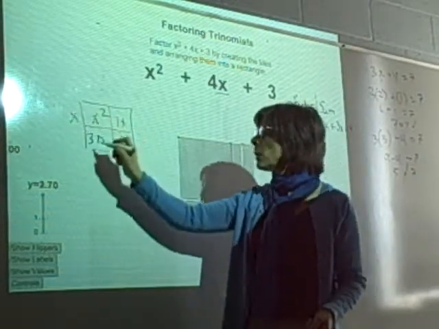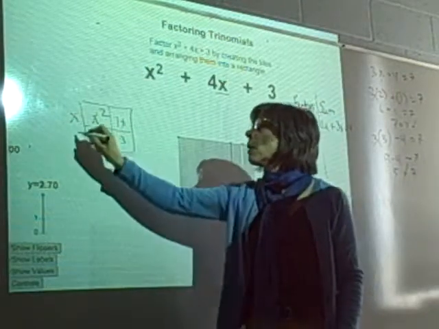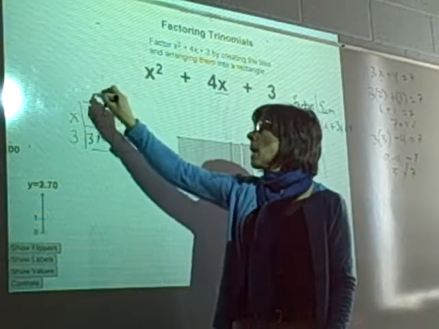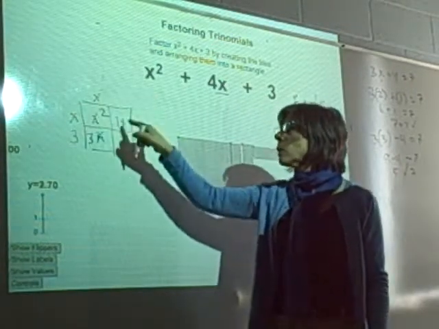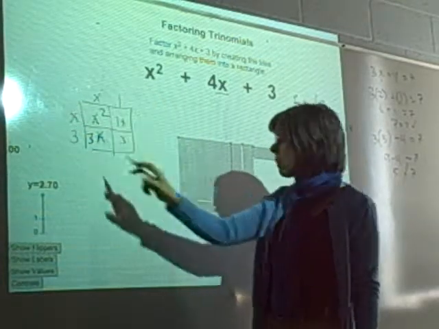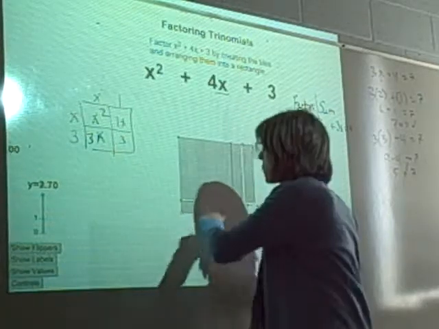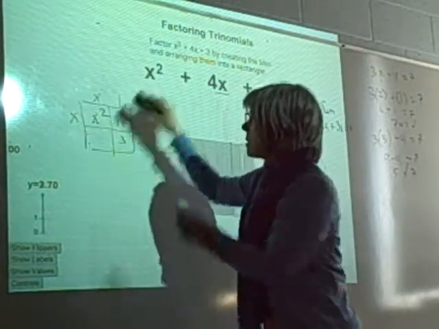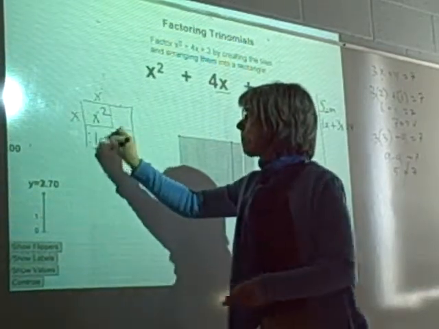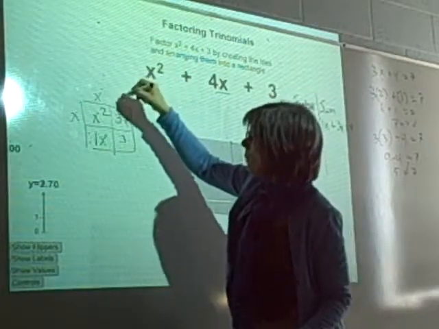X. And what do we have? This is 3x, isn't it? What is the common factor here? 3. So x times what will give me x squared? X. X times what will give me 1x? 1. Do you mind if I switch this over so that it matches my model? I'm just going to put the 1x here and the 3x here. So x times, this is going to be what, 3?